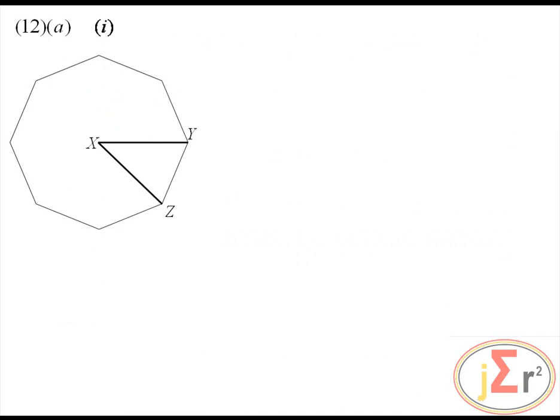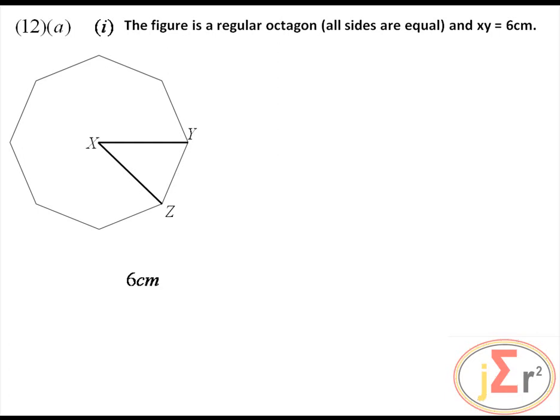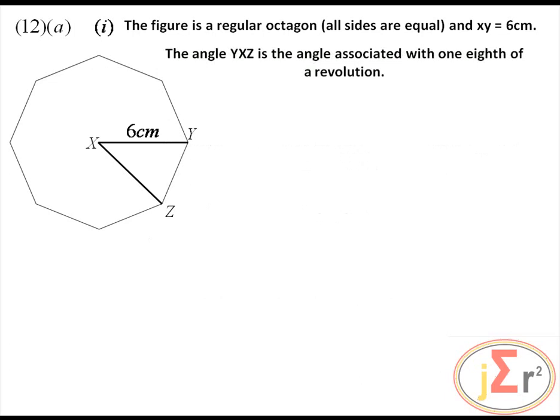The figure is a regular octagon with center X, and XY is equal to 6 centimeters. So the figure is a regular octagon. All sides are equal for regular figures, and XY is equal to 6 centimeters right there. We need to calculate the size of the angle YXZ. So this angle that is right there as shown.